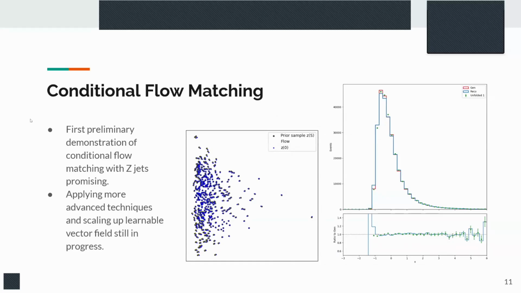We have conducted our first preliminary demonstration of conditional flow matching with Z-jets. If you look at the left plot, you'll see that there's a slight shift. These are normalized, but there is a slight shift in taking our RECO and then going to Gen. And it looks promising, as you can see from the right plot. We're more or less getting unfolding, or decent performance better than RECO. We do need to scale this up and apply more advanced techniques, but so far the results look promising.